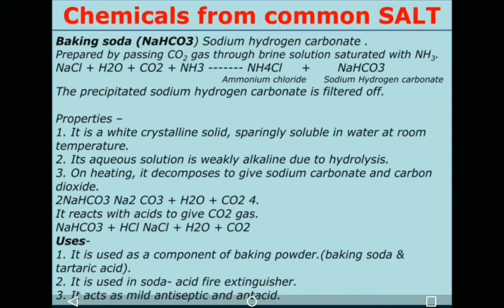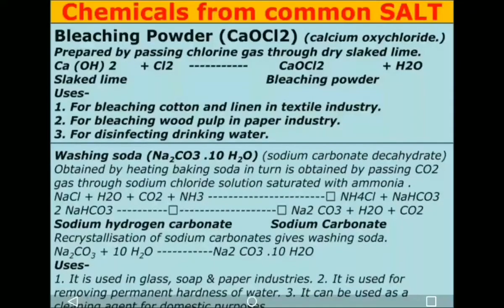Now we will try to understand bleaching powder. Bleaching powder has the formula CaOCl2. Its chemical name is calcium oxychloride. Also it is called chloride of lime.